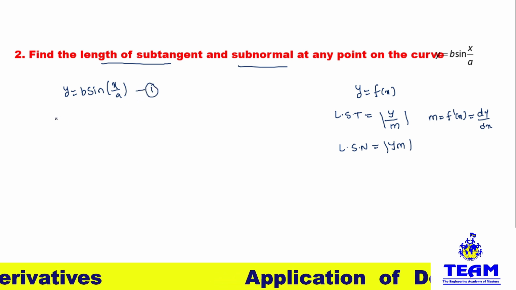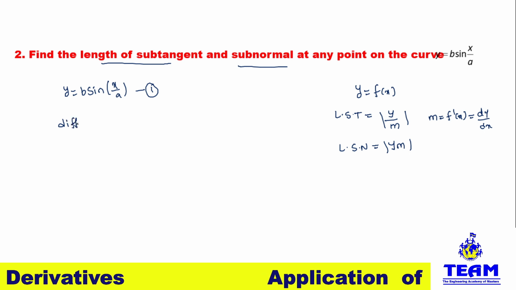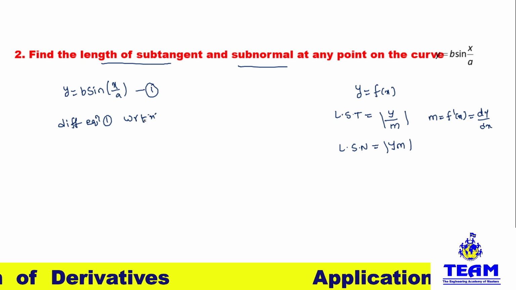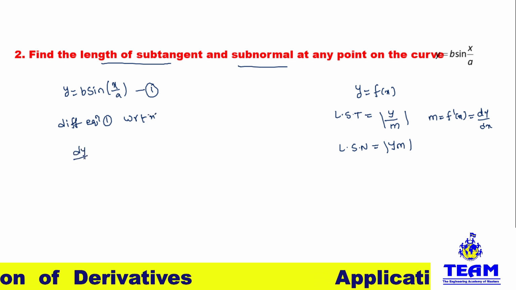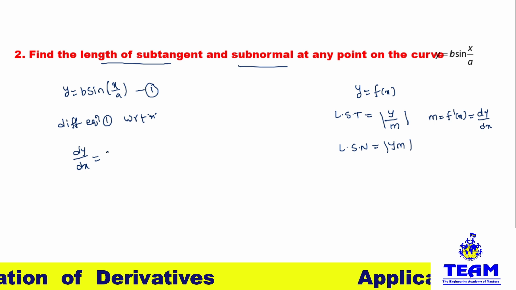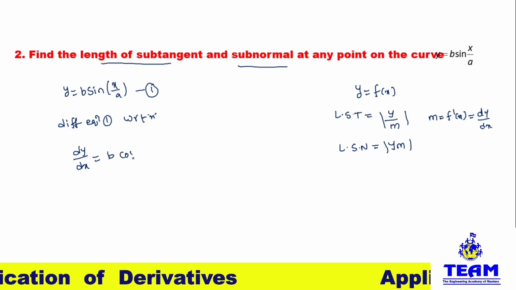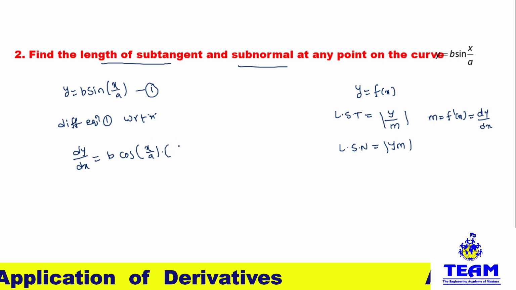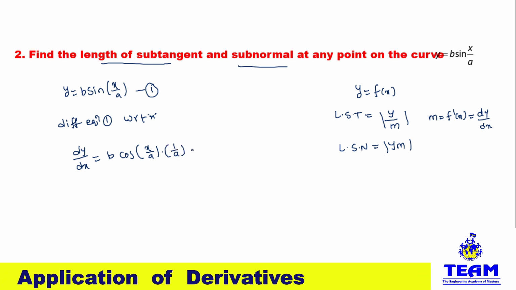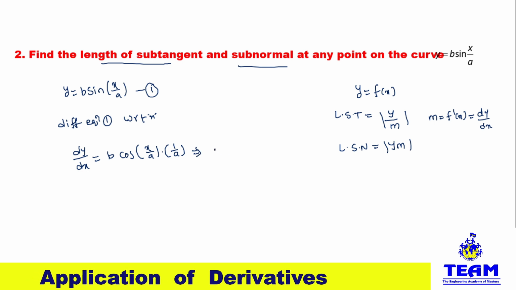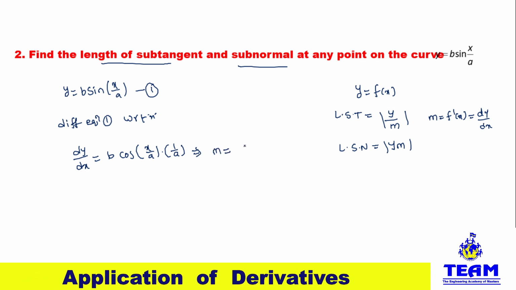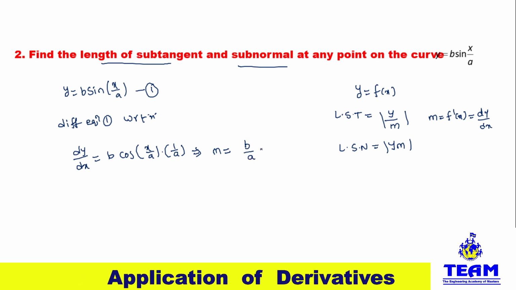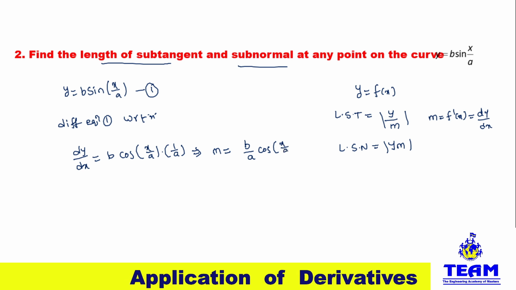Now we need to find m. So for that we have to differentiate equation 1 with respect to x. Okay, now if you differentiate, then you will have dy by dx is equal to, friends, here b is a constant, sine derivative is cos of x by a into inner derivative, x derivative is 1 into constant 1 by a. So dy by dx, which we can call m, is equal to, here you have 1 by a, here you have b. So b by a cos of x by a.